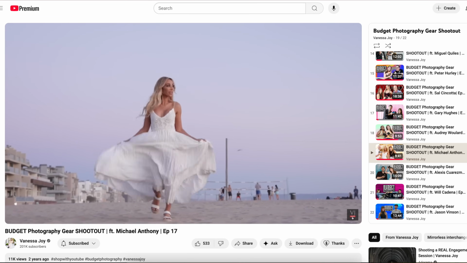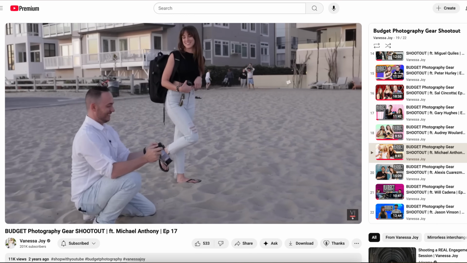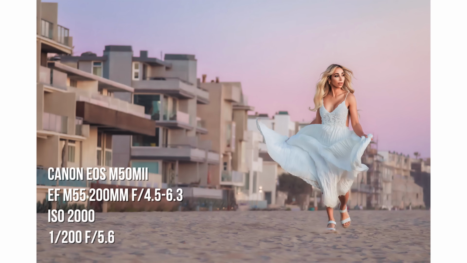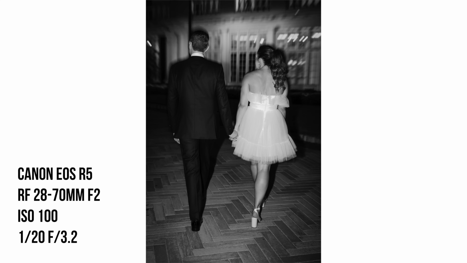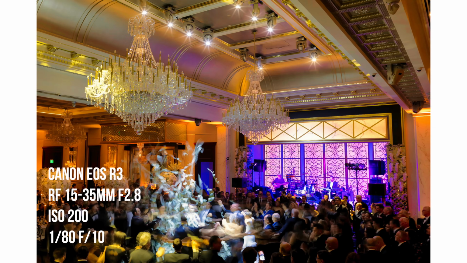If you look at the Michael Anthony budget photography gear shootout series that I did, his photo was at a shutter speed that kind of froze the face of his wife while the dress had some movement in it. So you can take a look at that as well. So there's creative ways to use a slower, incorrect shutter speed that purposely creates movement in an image.